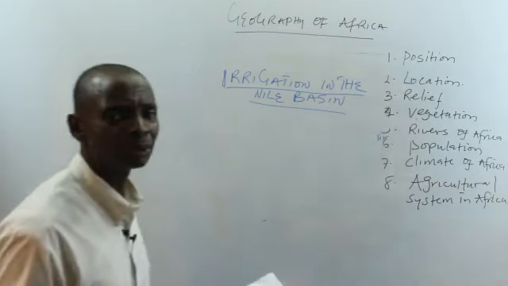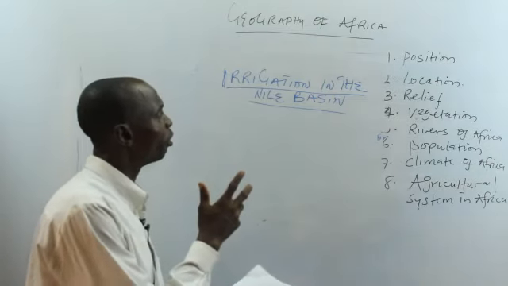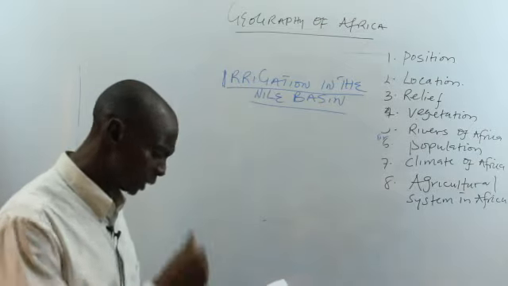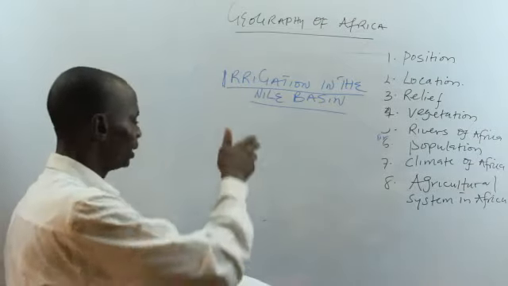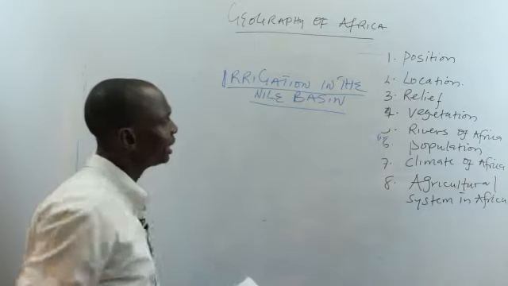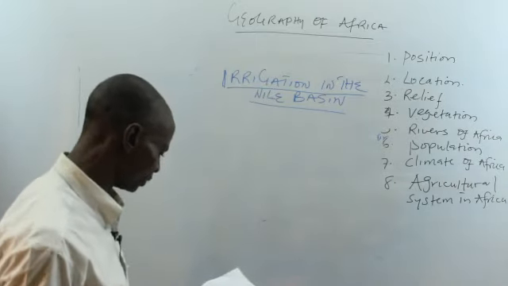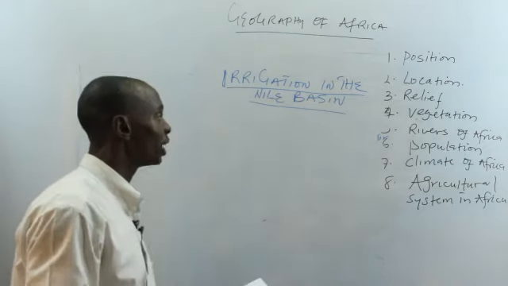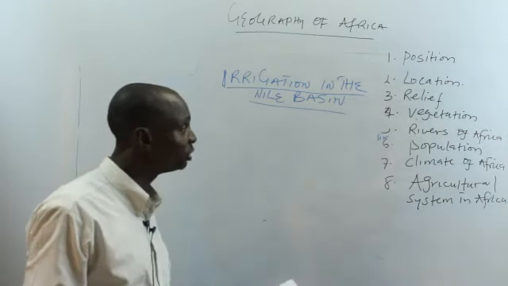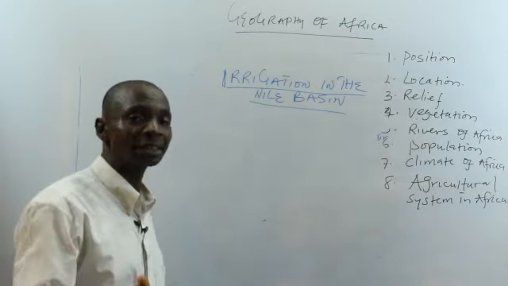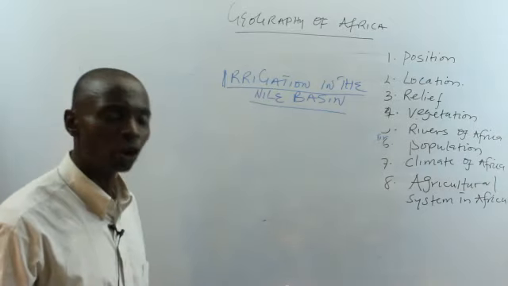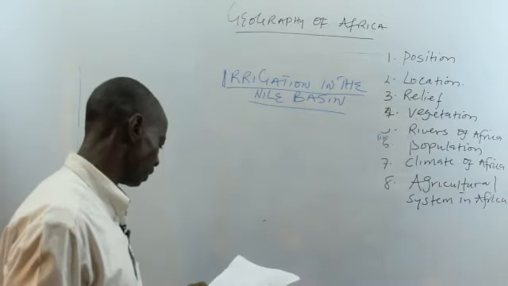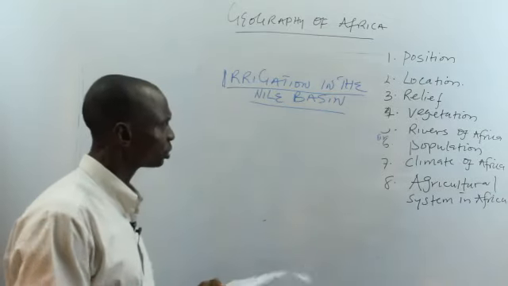So in Egypt, they make use of River Nile to embark on their agriculture. That is why we are looking at irrigation in the Nile Basin. Then the countries I said, we have Niger, we have Mali, we have Egypt, and also the northern part of Nigeria also benefit from these rivers.